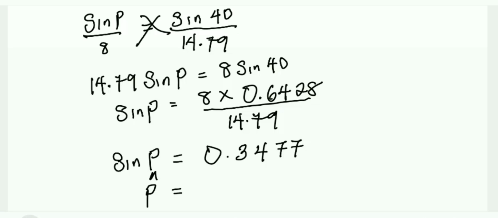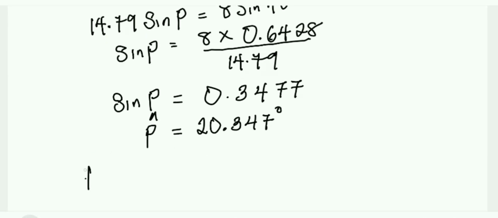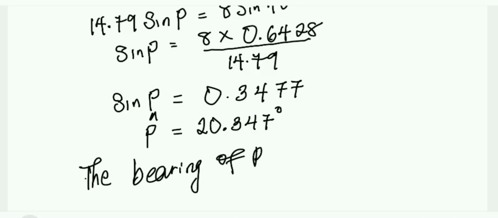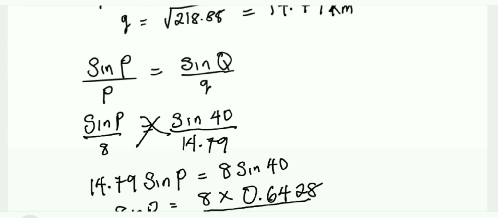So at this point you need to find angle P, and then you can just simply use the calculator. Sine inverse of 0.3477 gives you 20.347 degrees, and that's angle P, which is the bearing of R from P.